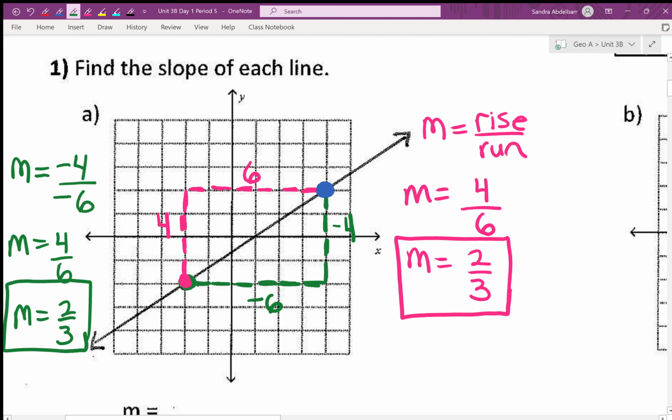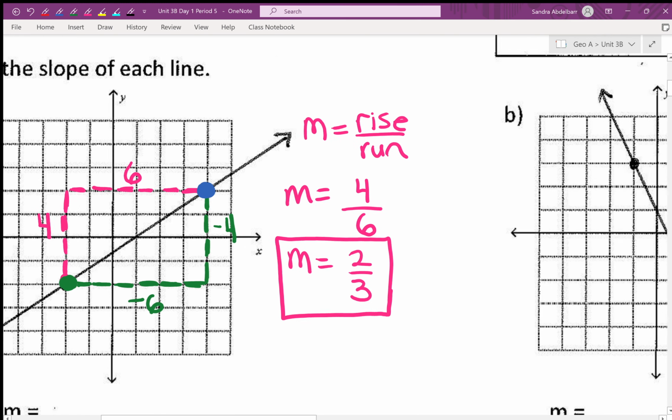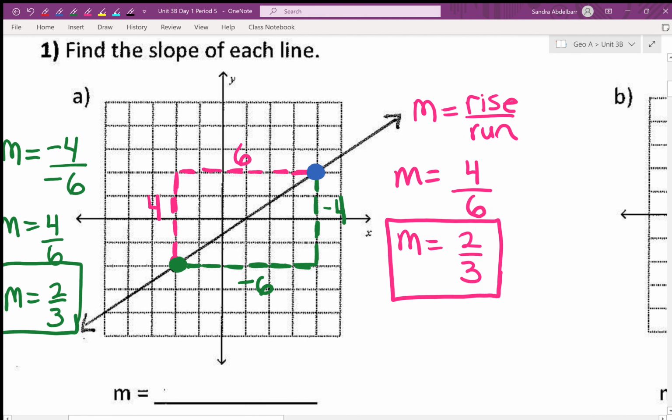Lexi, you okay? All right. Any other questions? Any questions on this? So you all try letter B then. If you're good on letter A, try letter B by yourself.